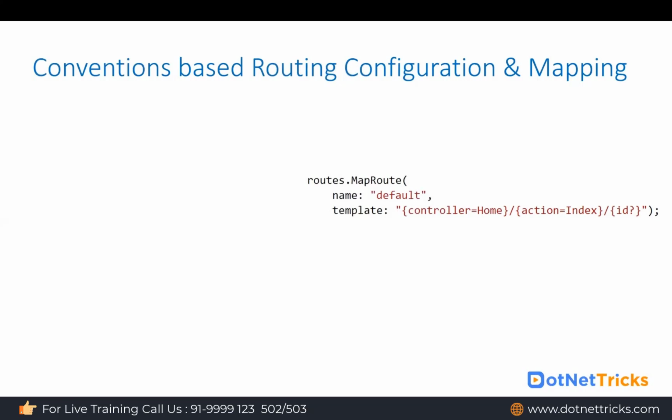In convention-based routing, we define the route name and we define the template. In the template, you can pass the controller, action, or whatever route parameter you want to mention. And here if you look, we are assigning the default value for controller, the default value for action, and ID is optional here. So it's up to you whether you want to pass the ID or not.